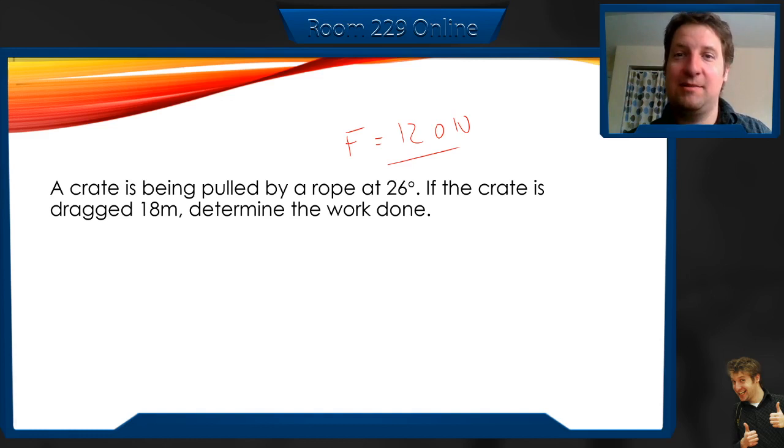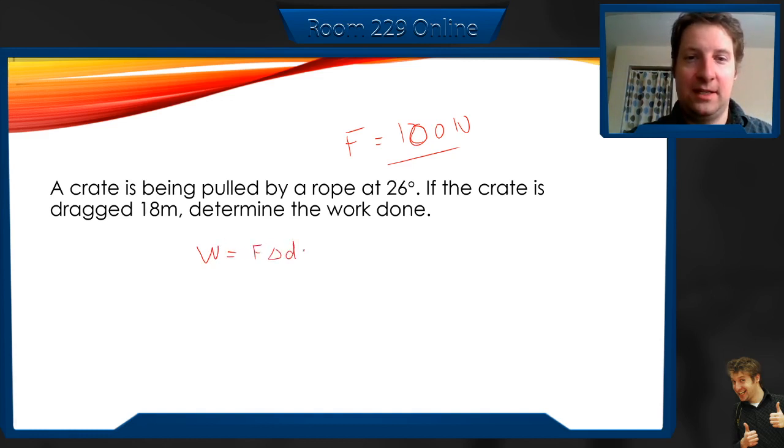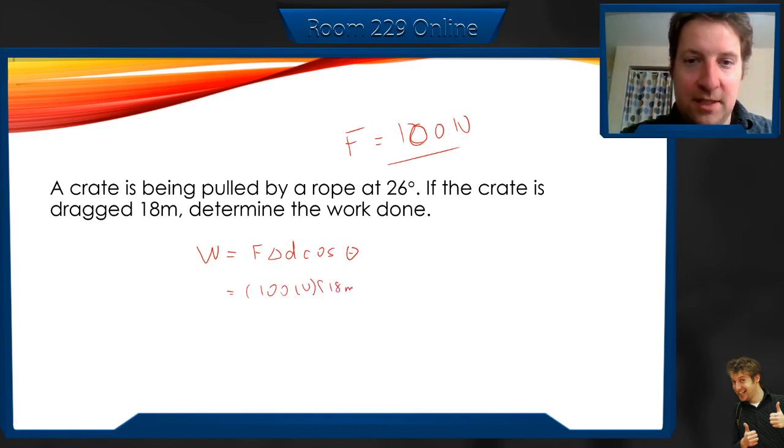But let's say we have 120 newtons. All right, let's make it easy. Let's make it 100 newtons because I can. So work is equal to F delta D cos theta. That's going to be 100 newtons multiplied by 18 meters.